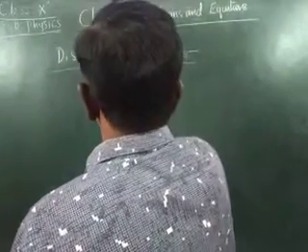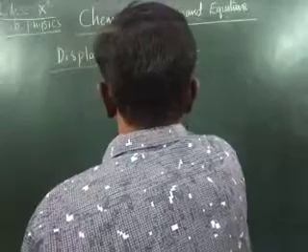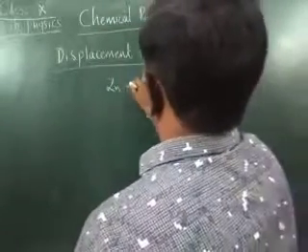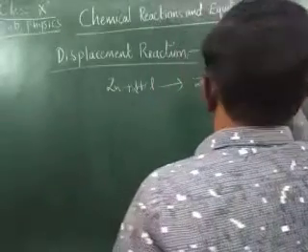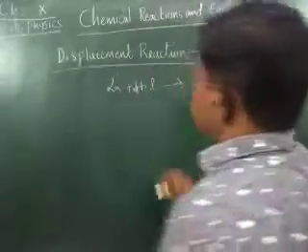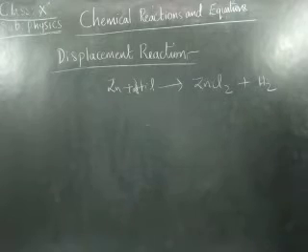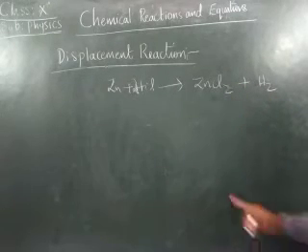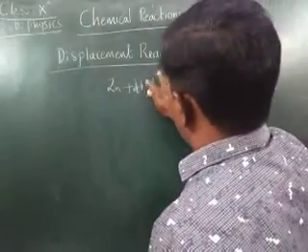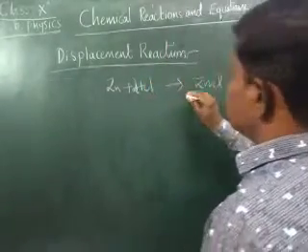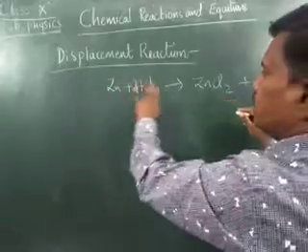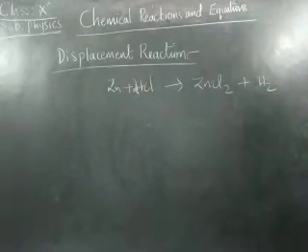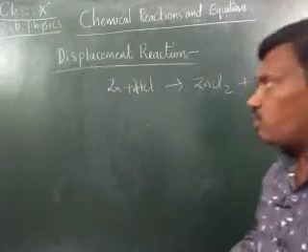That means here zinc plus HCl gives rise to ZnCl2 plus H. Here zinc reacting with hydrochloric acid, or a metal reacting with any acid, gives hydrogen gas and zinc chloride. Here hydrogen is displaced. Therefore this type of reaction is called a what? Displacement reaction. Not only this one, children.